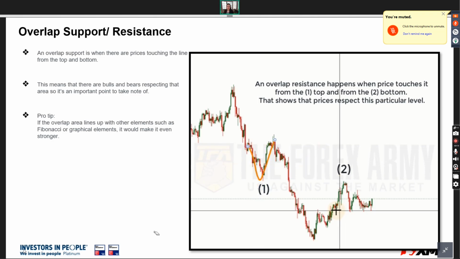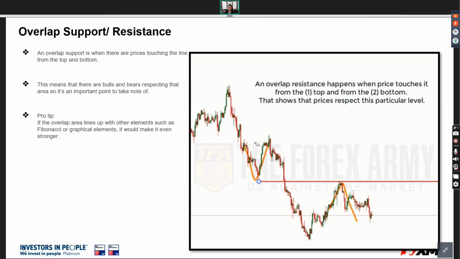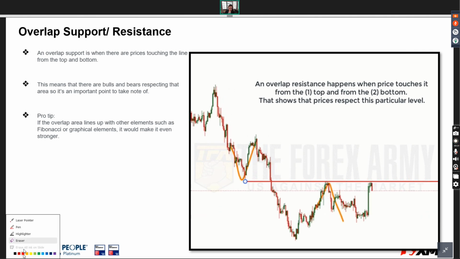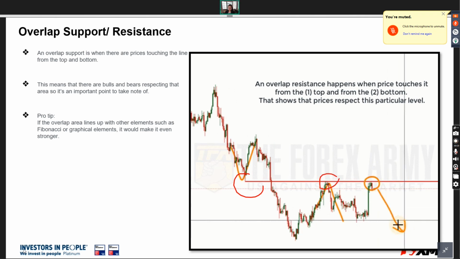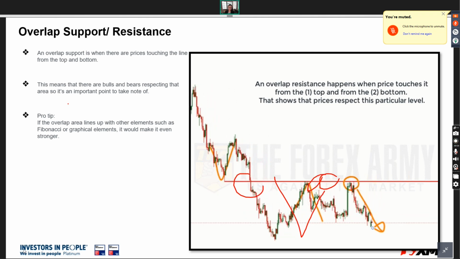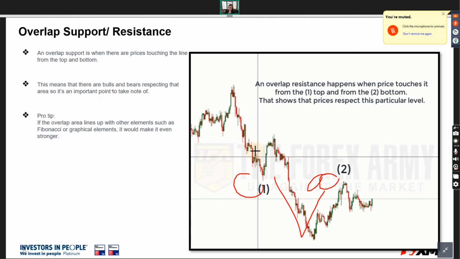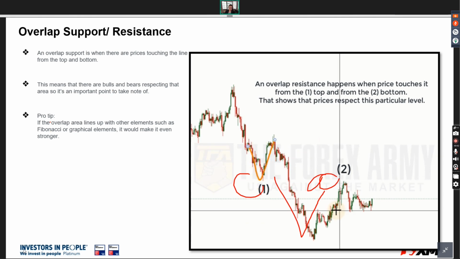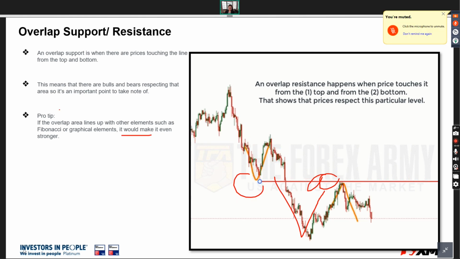And what about overlap support and overlap resistance? Overlap is when price touches the line from the top and the bottom. One goes here, pulls back, touches, it becomes your overlap. That means bulls and bears are respecting the area, so it's an important point to take note of. The tip is that if the overlap area lines up with other elements such as a Fibonacci level, it makes it even stronger.